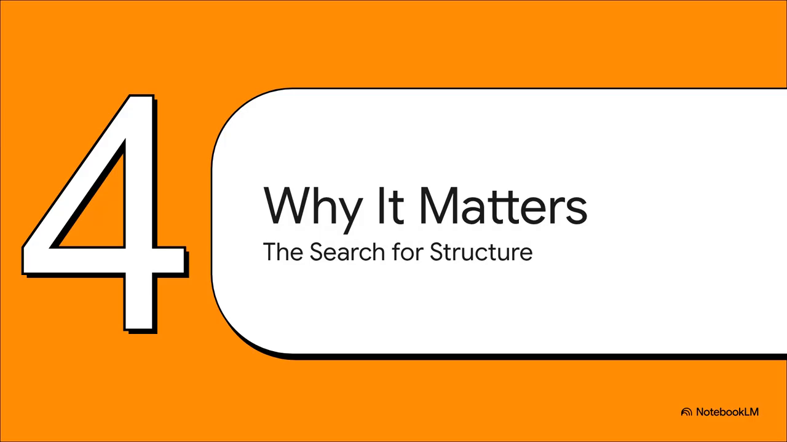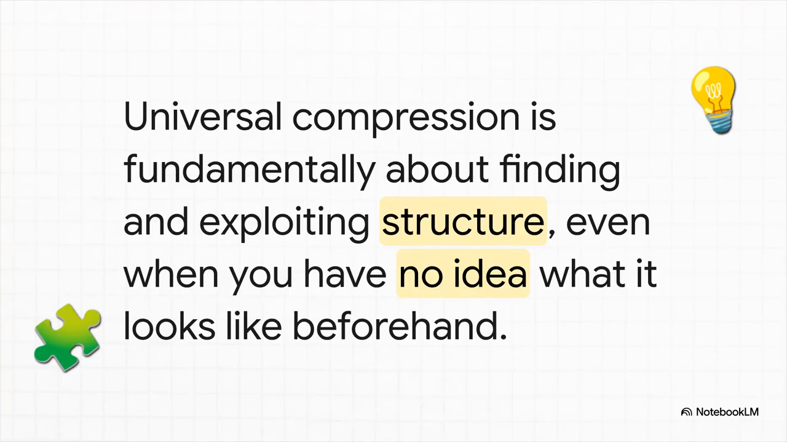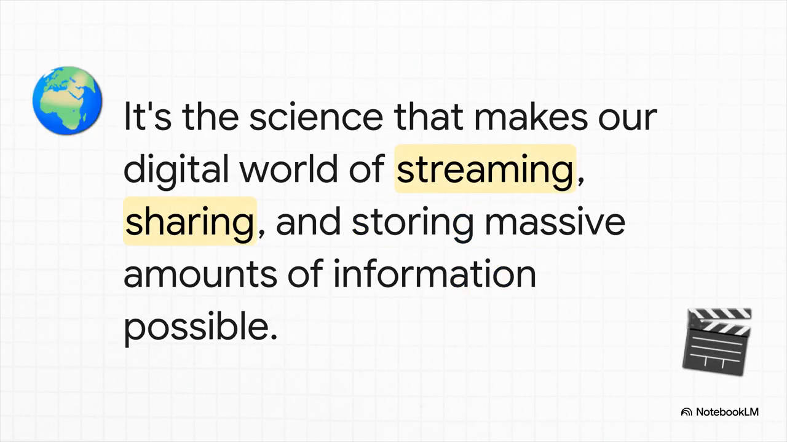So, what's the big takeaway from all of this? Why does it all matter? It really comes down to this. Universal data compression is, at its heart, about finding and exploiting structure. And it does this even when you have no clue what that structure is going to look like beforehand. It's a universal hunt for patterns, from repeated text to geometric shapes in an image. And that's why it matters.